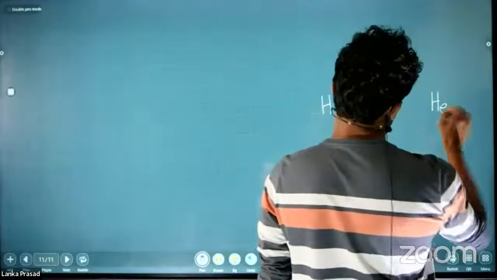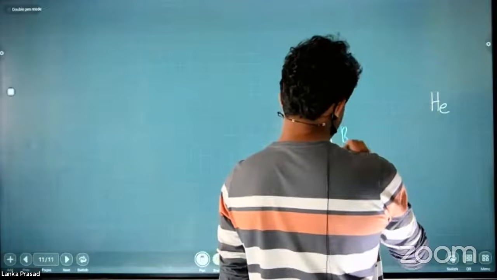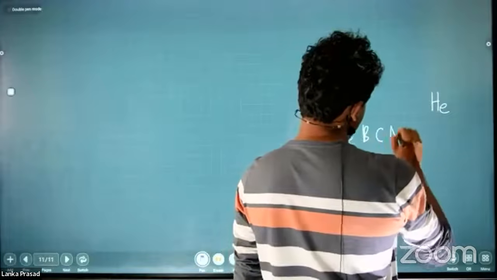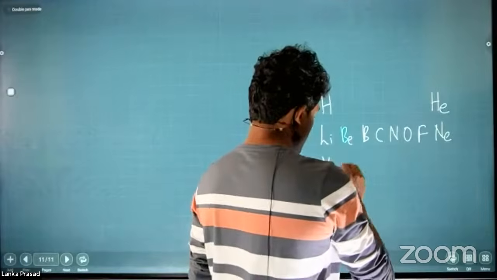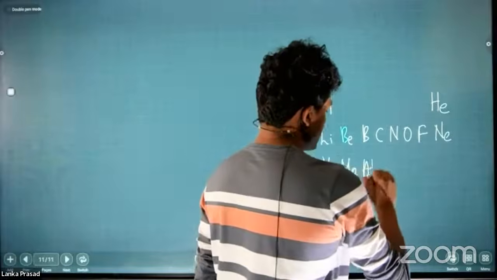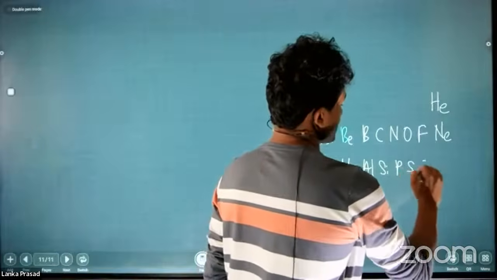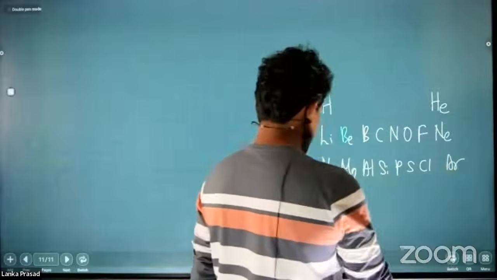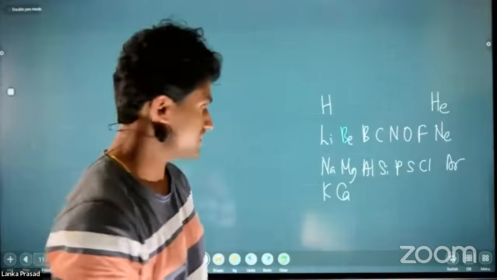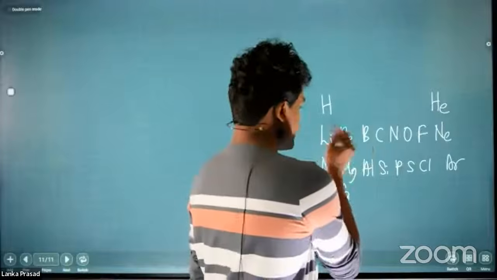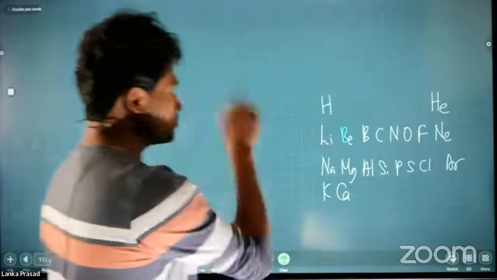Hydrogen, helium, lithium, beryllium, boron, carbon, nitrogen, oxygen, fluorine, neon, sir. Then sodium, magnesium, aluminium, silicon, phosphorus, sulfur, chlorine, argon, potassium, calcium, sir. Okay, then look at that. You know the group numbers, no?